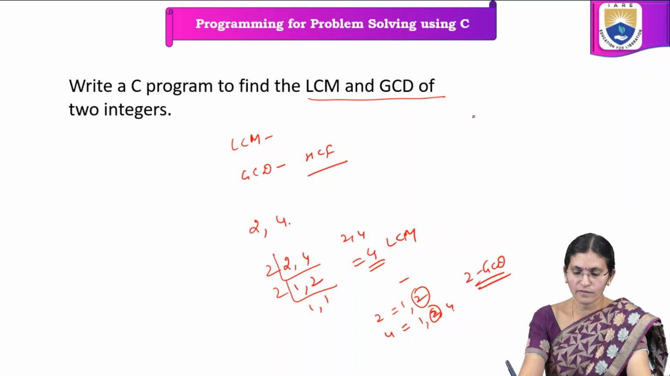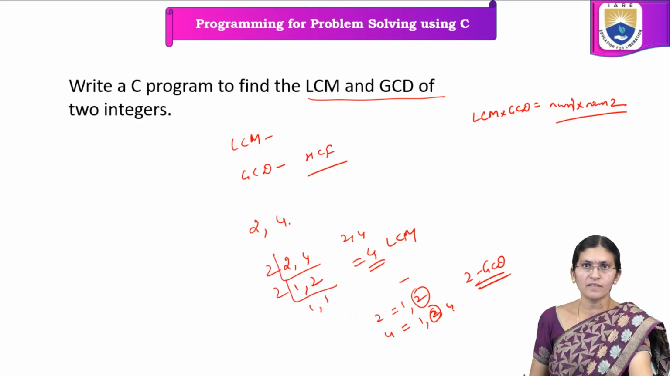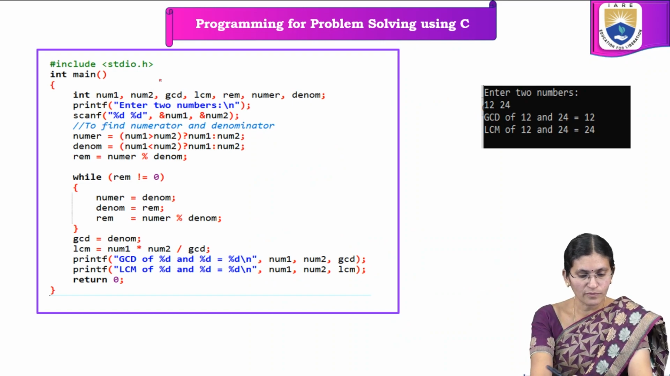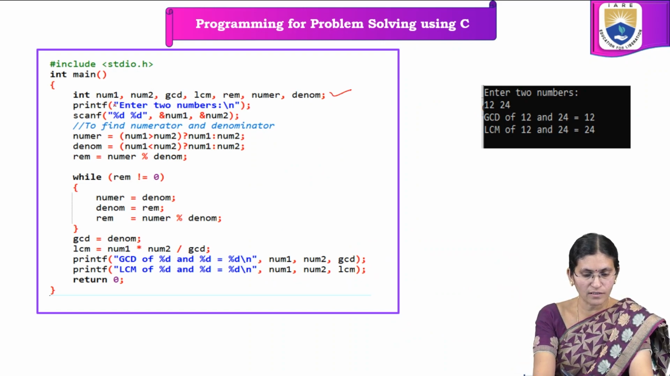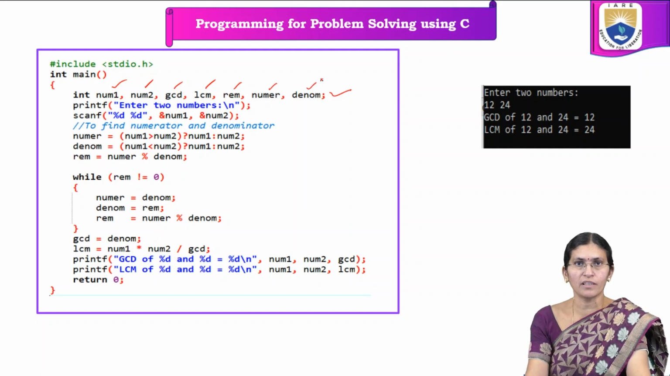We also have the formula: LCM into GCD is equal to number 1 into number 2. So the product of two numbers is equal to the product of LCM and GCD, and we are going to use this formula as well. In the first line, we have declared all the integer variables num1, num2, GCD, LCM, remainder, numerator and denominator.